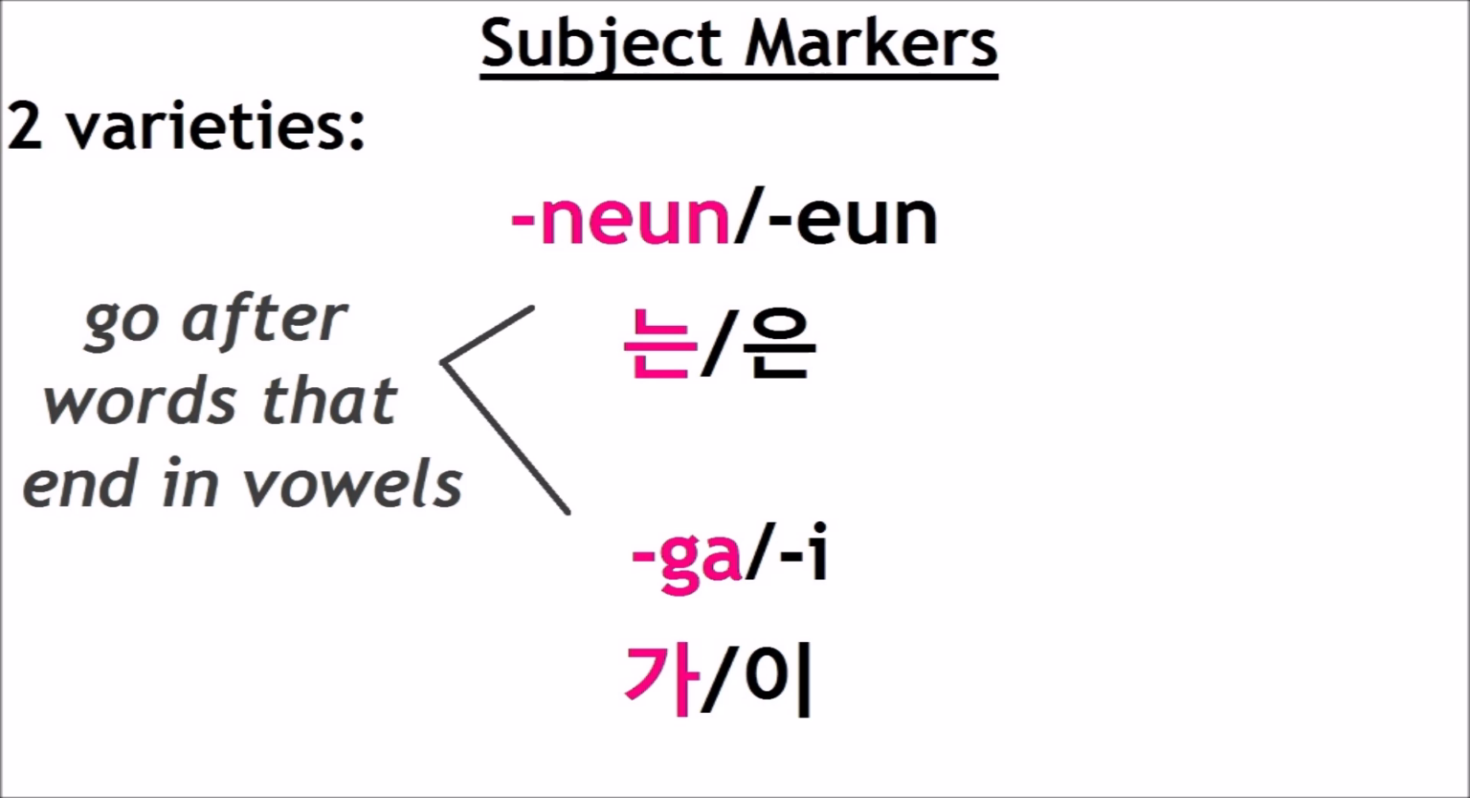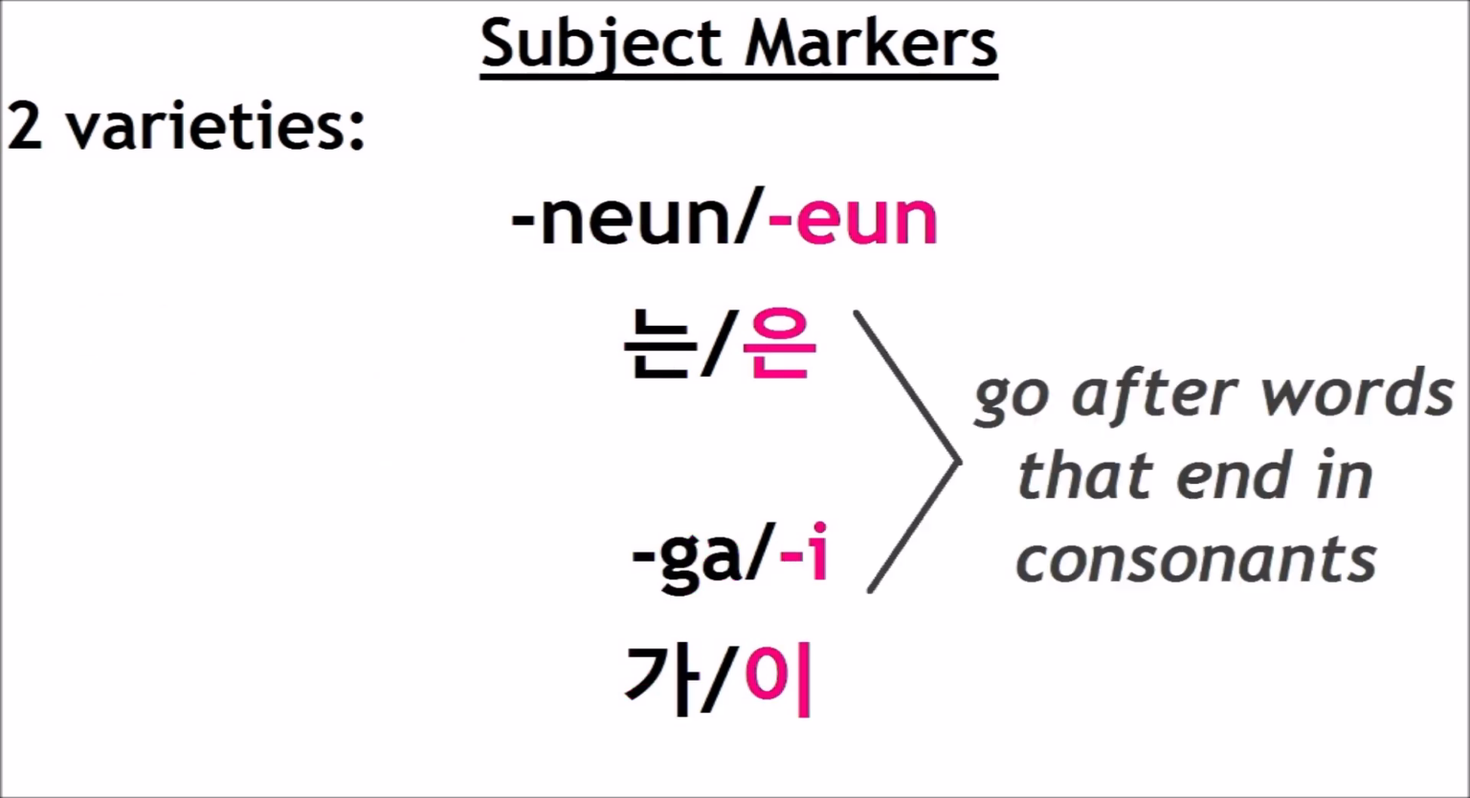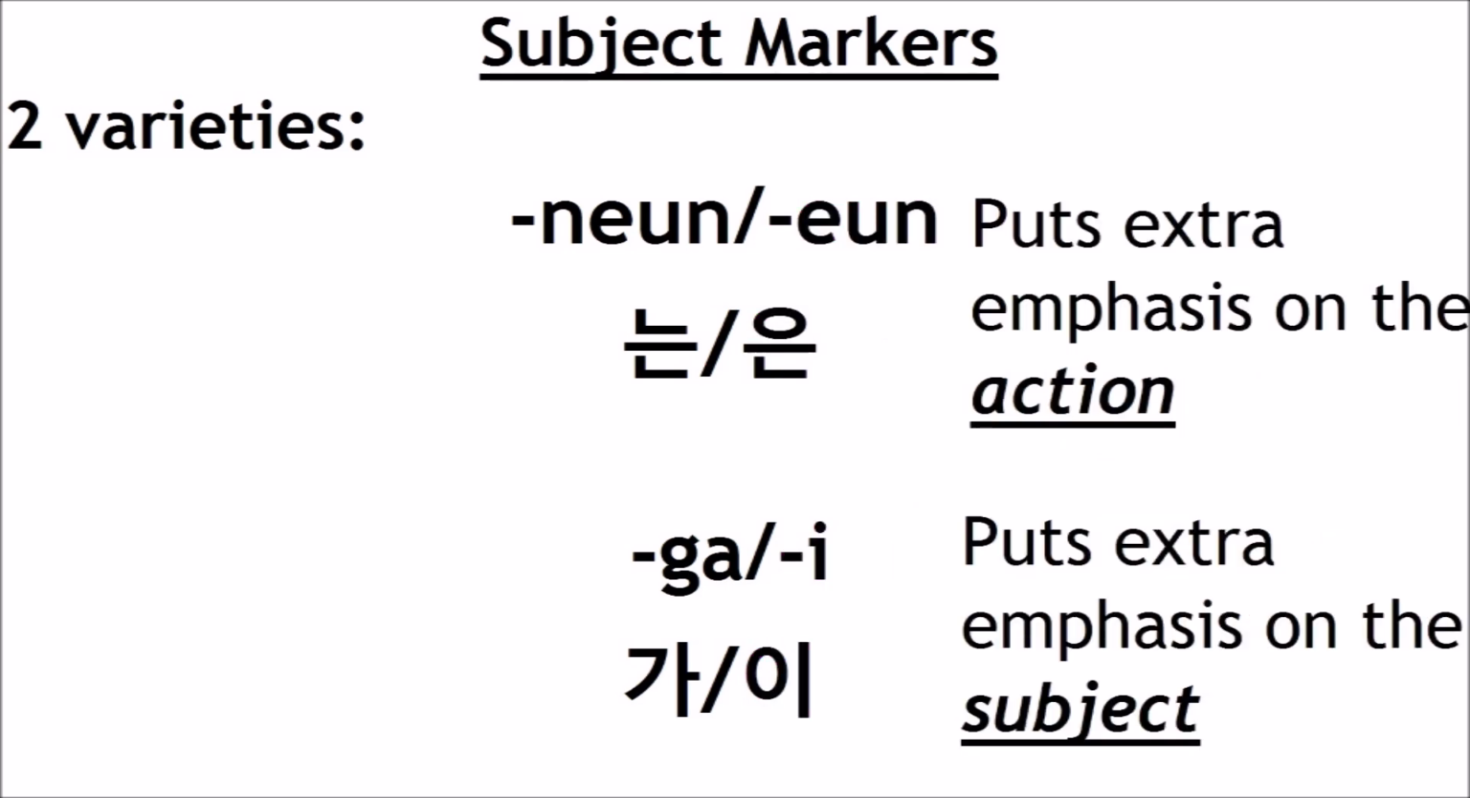We can use 는/은 if we want to emphasize the verb, or 이/가 if we want to emphasize the subject. The 는 and the 가 are for subjects that end in vowels, and the 은 and the 이 are for subjects that end in consonants. If you want a more detailed explanation of subject markers, that is linked in the description.